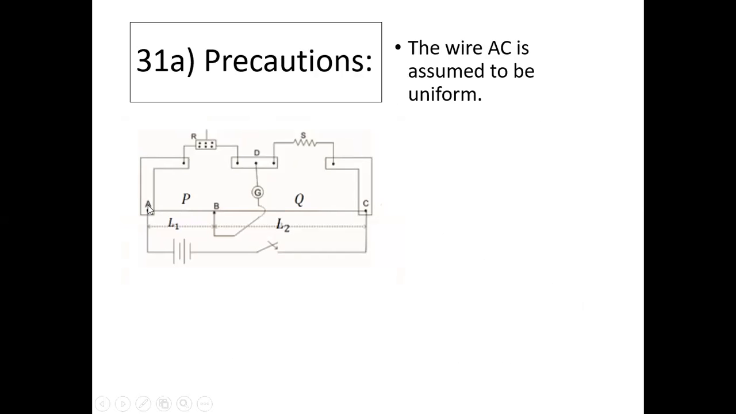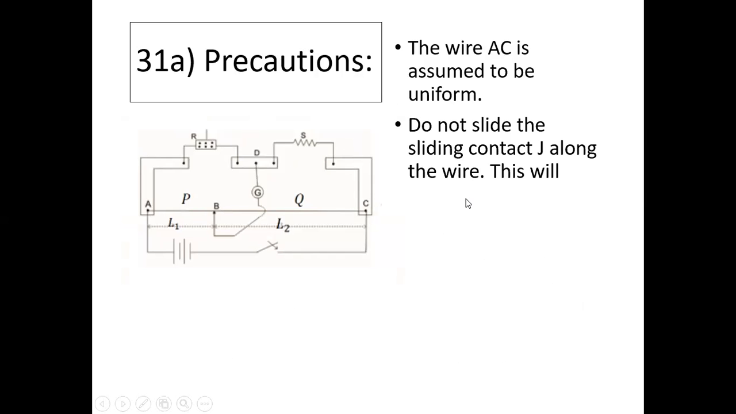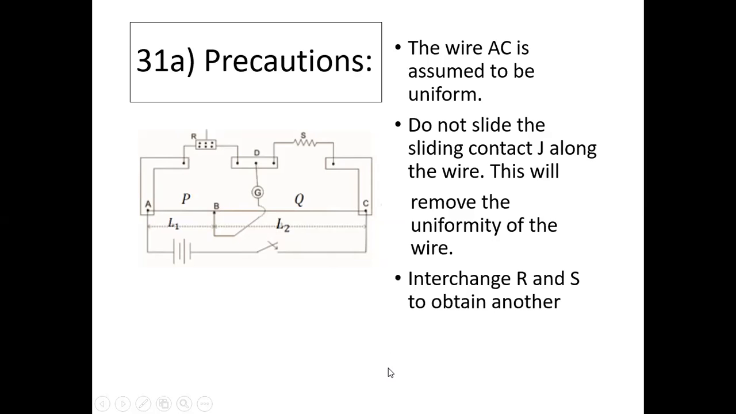Remember that AC is a uniform wire. So do not slide. This is my pointer, your sliding contact. I don't slide along here like that. When I want to measure, I put it there, then take it up, put it there, take it up and put it there, until it's zero. Don't slide. What happens when you slide? You scrape metal, so you remove the uniformity. So the equation doesn't work anymore.